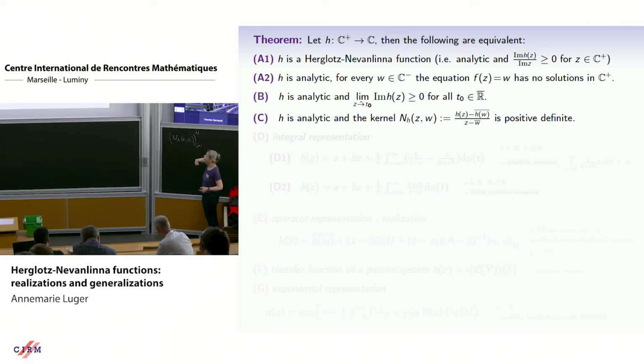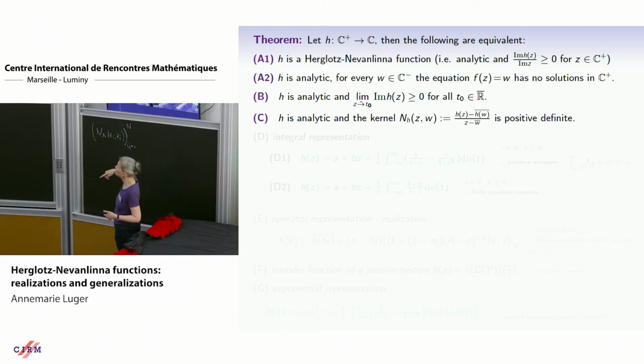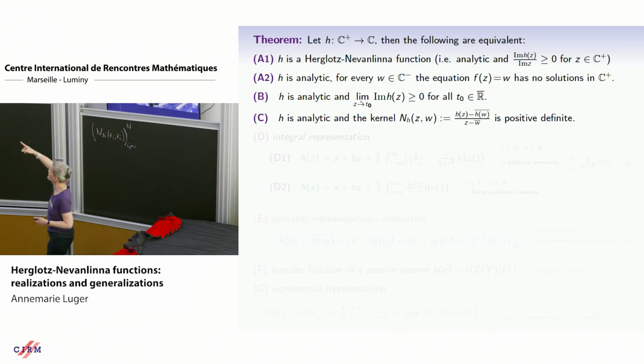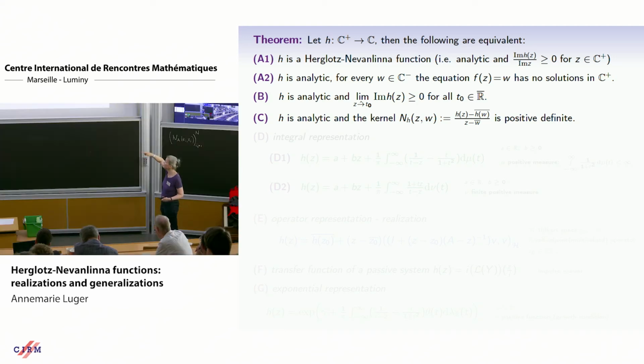Okay? If you take simply one point, this reduces to the imaginary part. So it's obvious that if the function satisfies this condition C, then it is a Herglotz-Nevanlinna function, but it's also the other way around. So if it is a Herglotz-Nevanlinna function, only the positivity of the imaginary part, together with the analyticity, already implies that this kernel is positive definite. To be honest, I don't know how this can be proved without the integral representation. I really need this to show this.